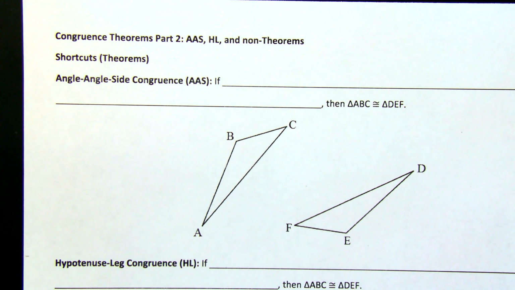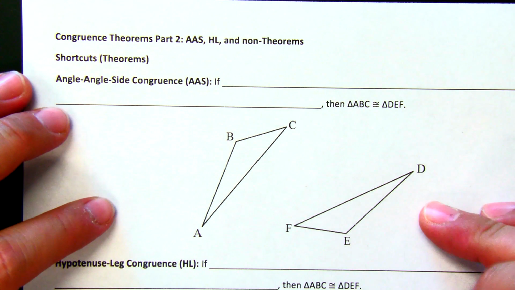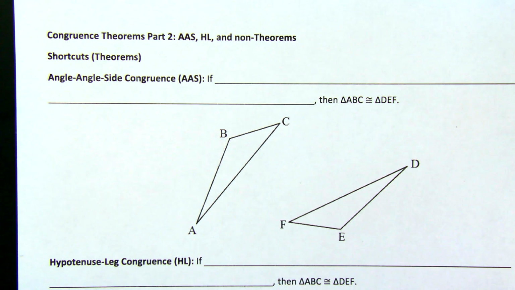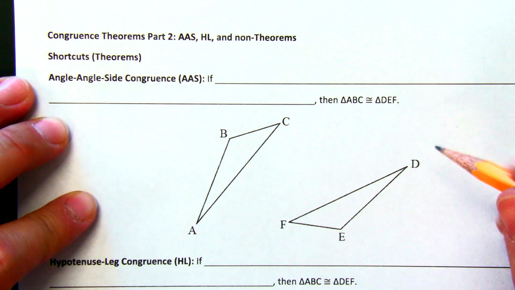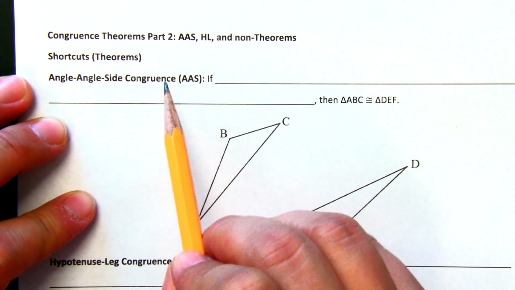All right, so I'm going to talk about two other triangle congruence theorems, and then I'm going to talk about some other cases where it looks like you have a theorem that works, but it doesn't work. These are kind of popular mistakes people make. So starting out with these two, this is another theorem.